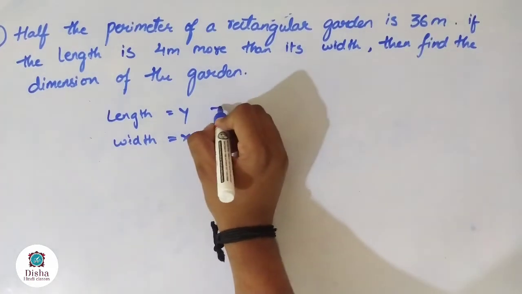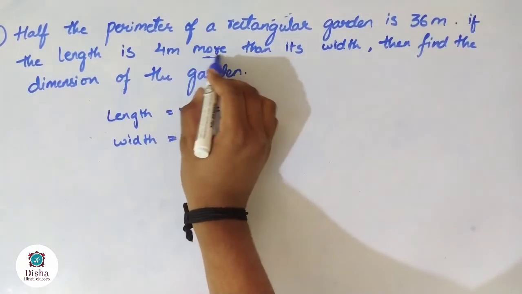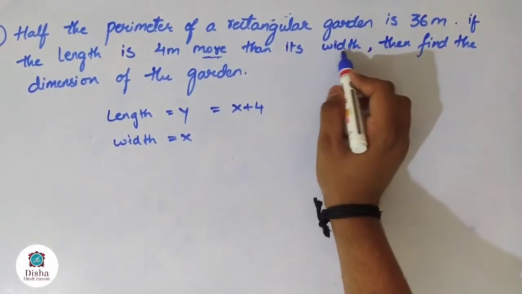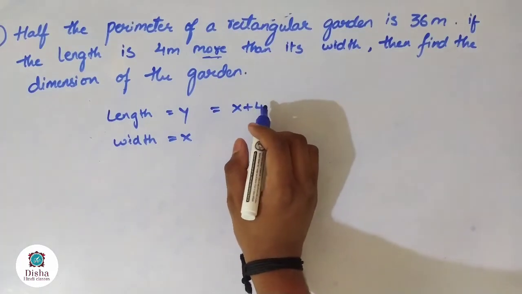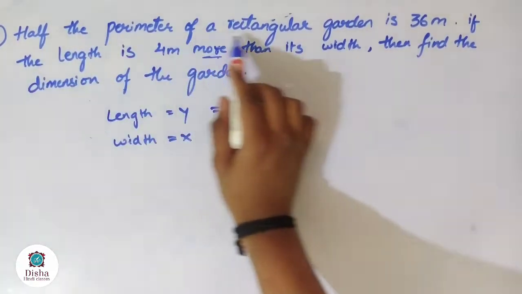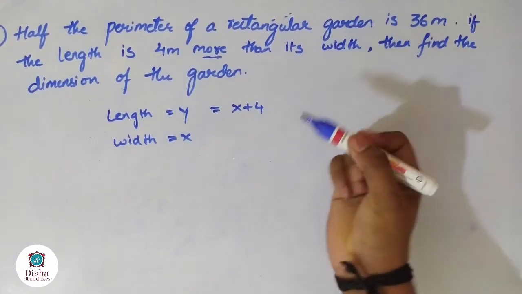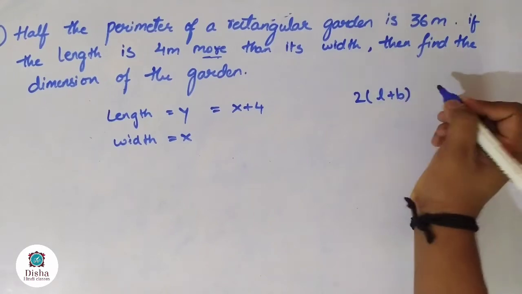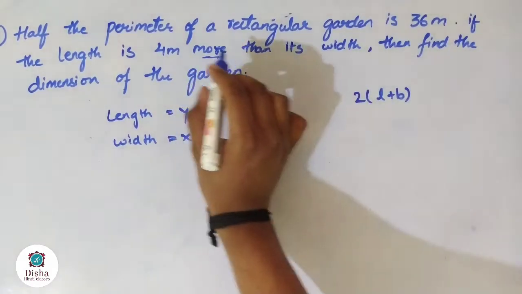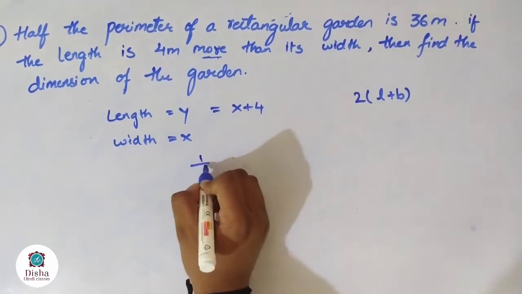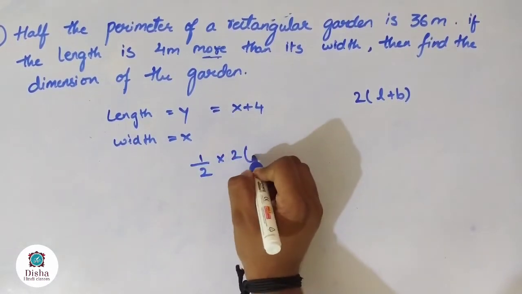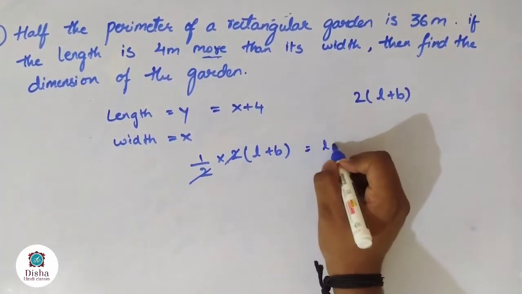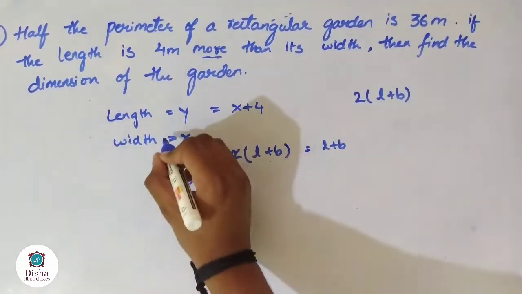So what will length become? 4 meters more. More means addition. So x plus 4. 4 meters more than its width, right? Now what is given? Half the perimeter of a rectangular garden is 36 meters. So perimeter of a rectangle is 2 of length plus breadth. So half means half into 2 of length plus breadth. So 2 gets cancelled. We will get L plus B, length plus breadth.